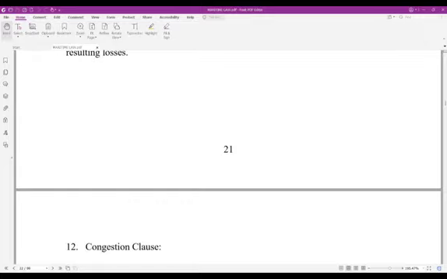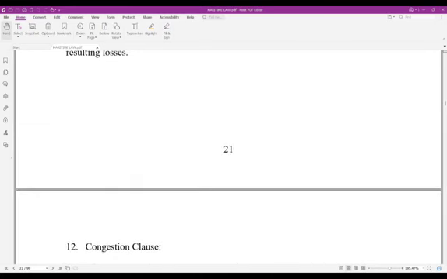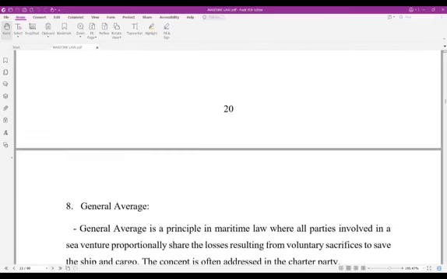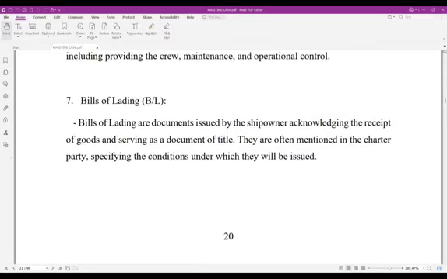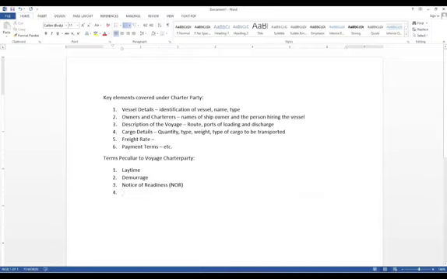Next, we have just talked about the bills of lading. The next is the general average. Let's take a note. The terms peculiar to voyage charter party again, we have the lay time, the demurrage, the notice of readiness. This has been explained earlier.